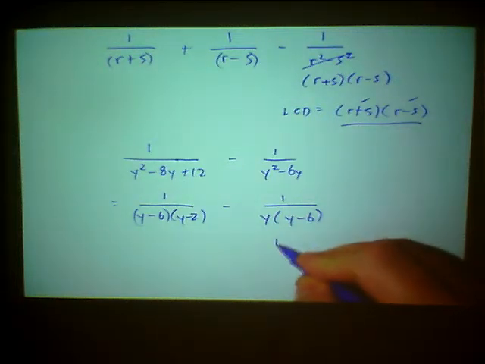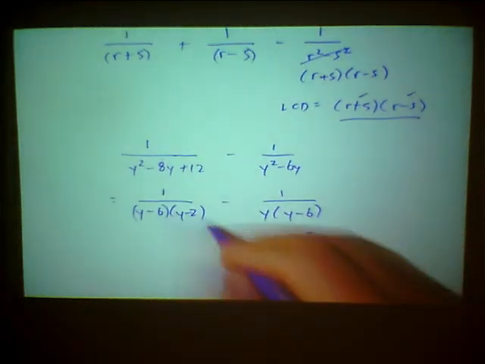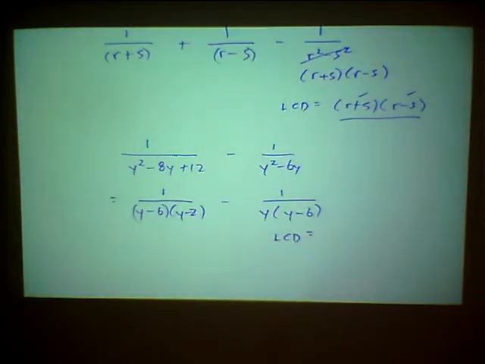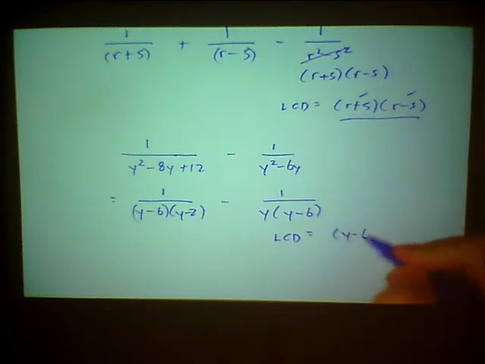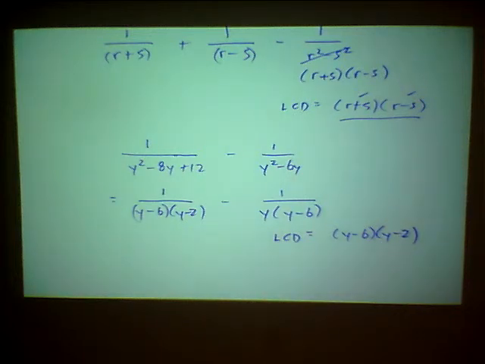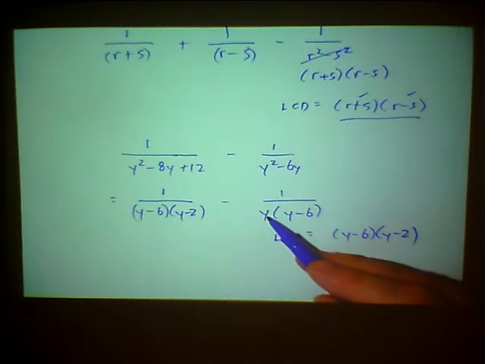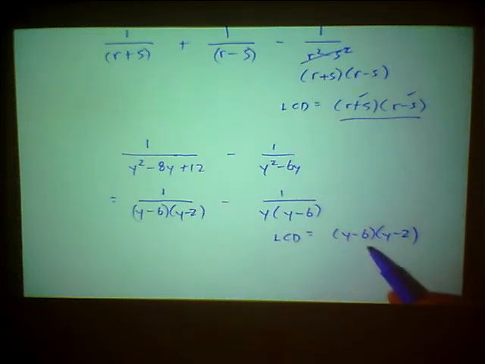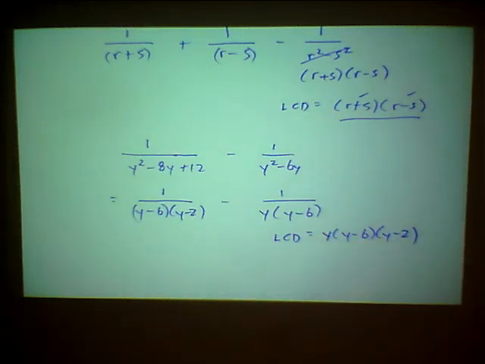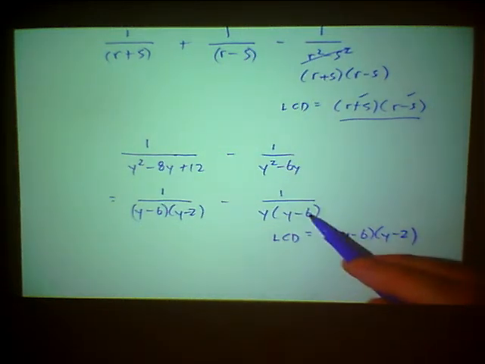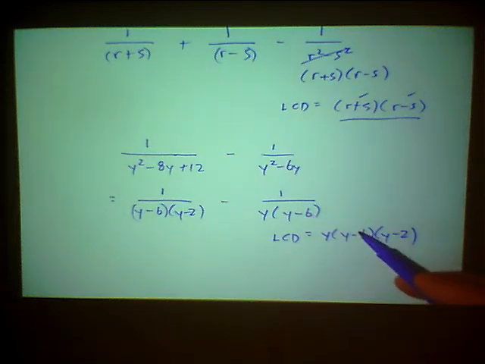Now my LCD, same procedure. I write down my whole first denominator, y minus 6 times y minus 2. I go to my second denominator and I check one factor at a time. Here I have a y, I need a y as a factor, I don't have one. So I go ahead and include it, I'll just write it out front. Then I need a y minus 6 and I look, I already have a y minus 6, so therefore there's the LCD.